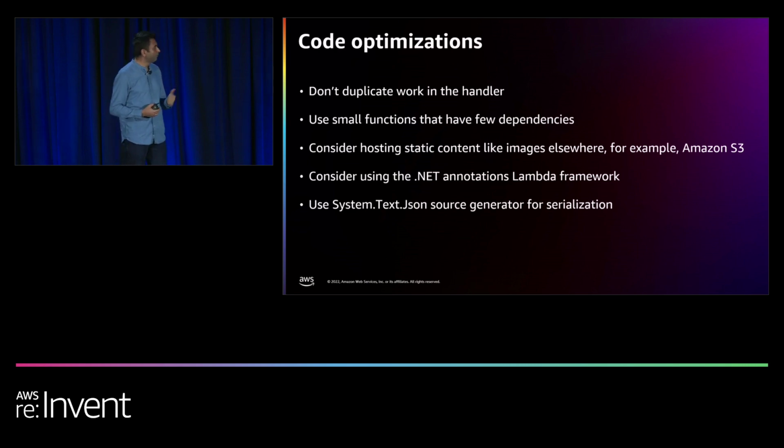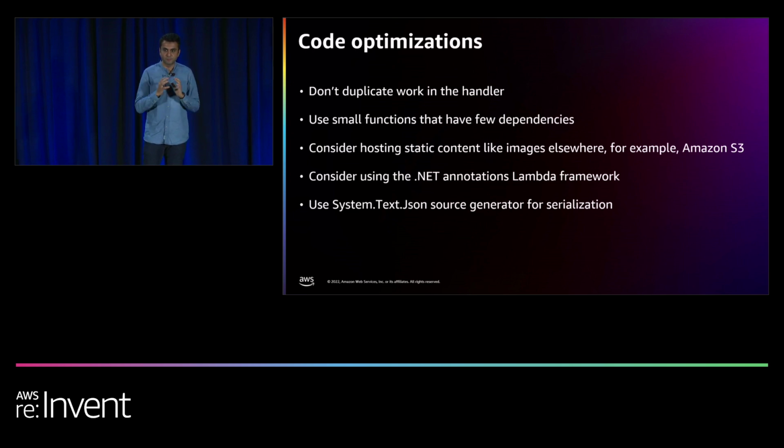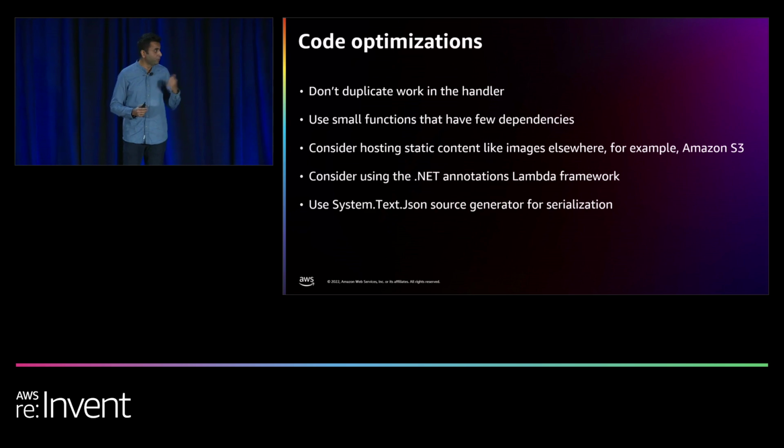The second one is use small functions. You can design multi-controller APIs, but it's hard to maintain them in a Lambda-specific isolated way, for which you can use the .NET Annotations Lambda framework. You can use multi-controller functions, but also use the Lambda features in the best practices way.